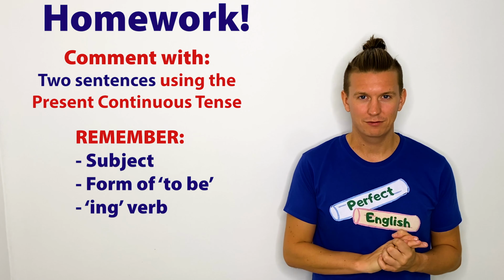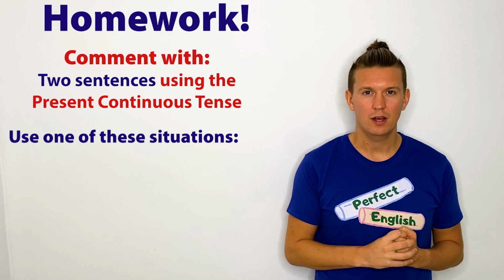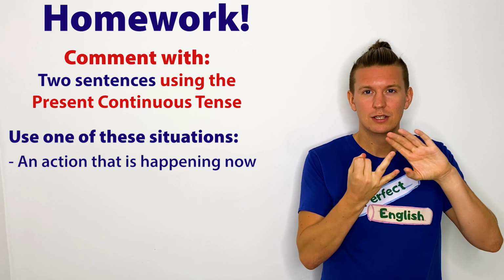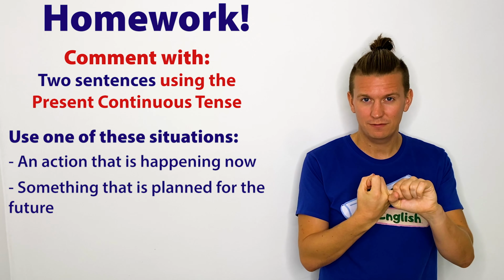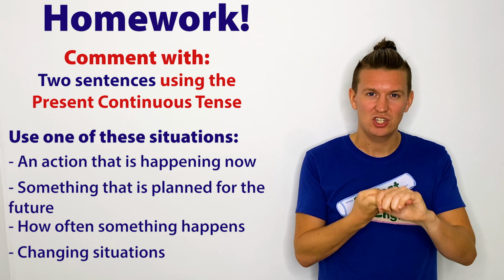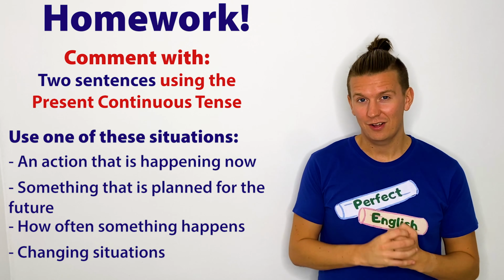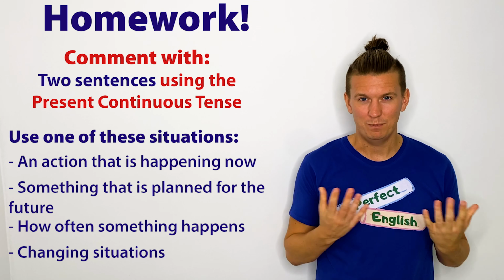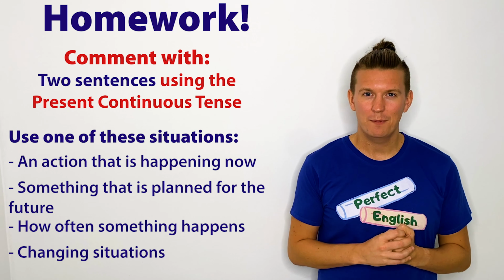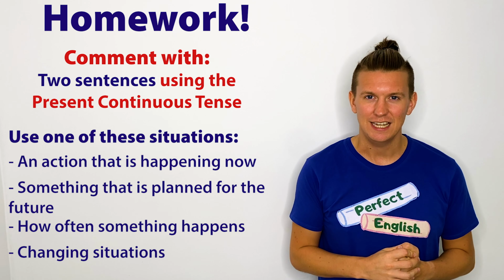And the 4 different ways to use this tense: an action that is happening now, something that is planned for the future, how often something happens, and changing situations. So your sentences need to fit one of these situations to make sure it's the correct tense. So choose 2 of them and make 2 sentences and leave them as a comment on this video.